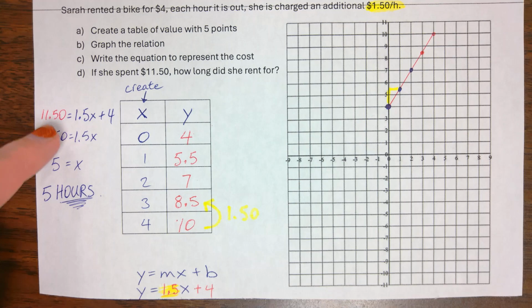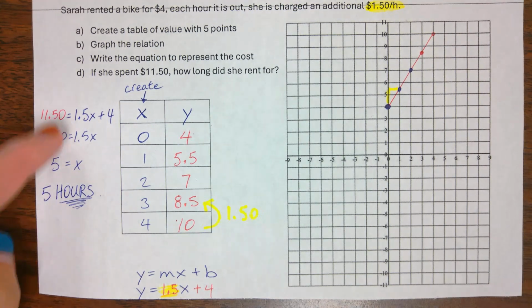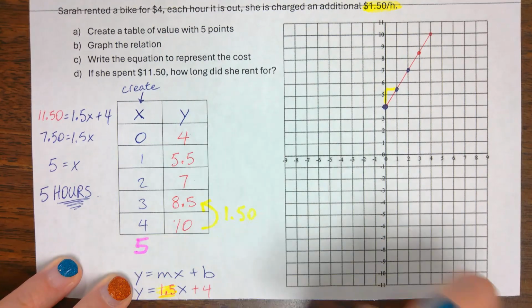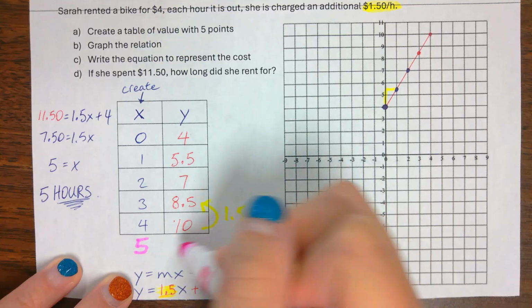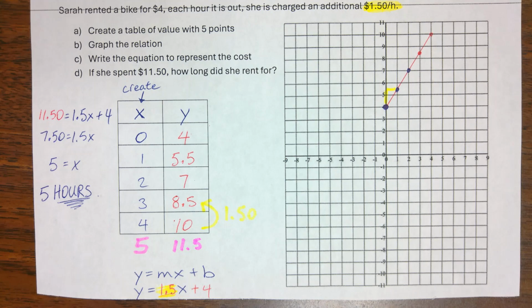So this is the algebraic way to find out that it's 5 hours. Who did a different, so who did this way? The algebra way. Okay. Who did a different way? Tom, which way did you do to find out it was 5 hours? What method did you use to find that it's 5 hours? Right, table. Do one more row, and you'll get to $11.50. Okay. What's another way?